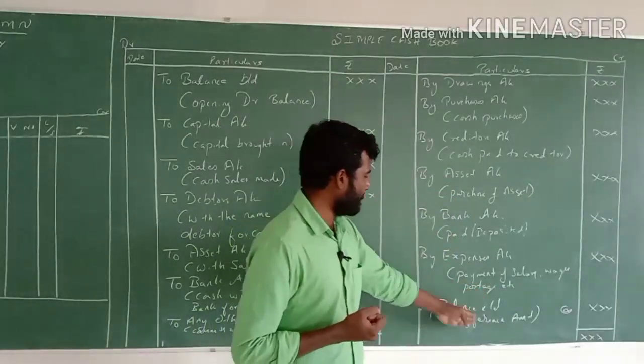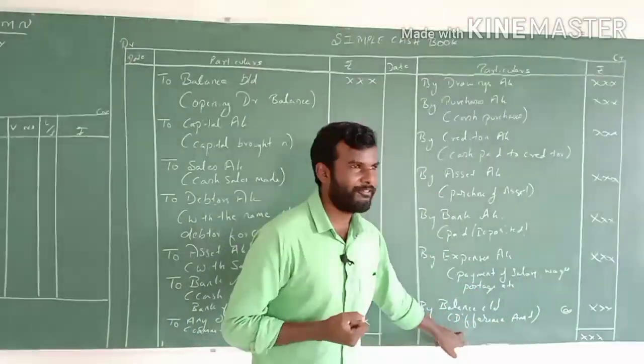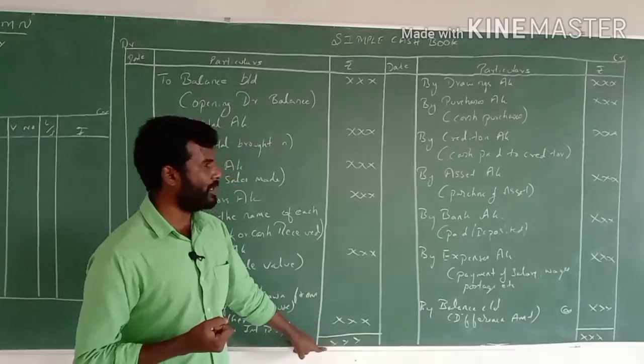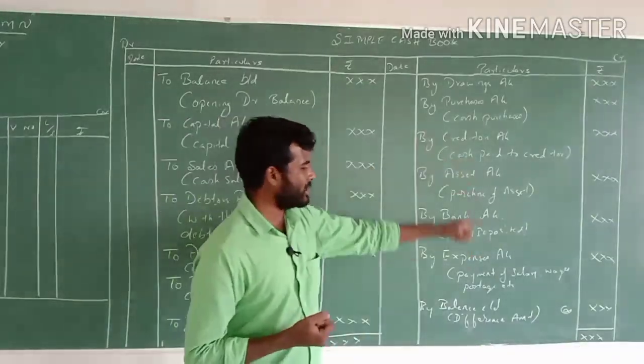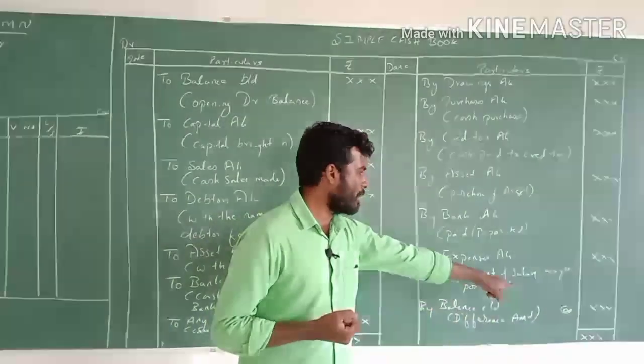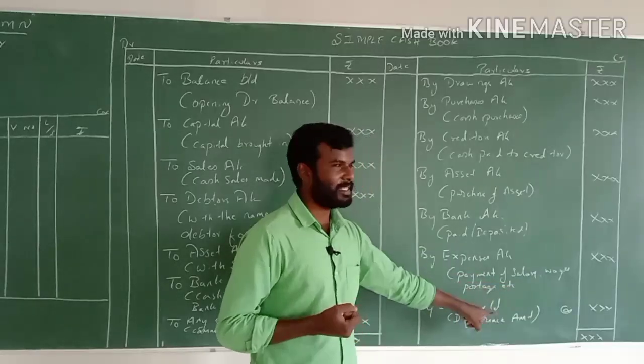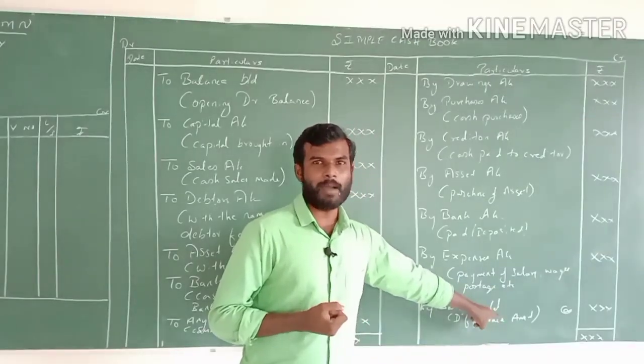Whatever the balance carried down is, the difference amount, we need to total all the debit side cash amounts. Again in the credit side we will be totaling it. The remaining amount will be considered as the balance carried down, that is the difference amount we get.